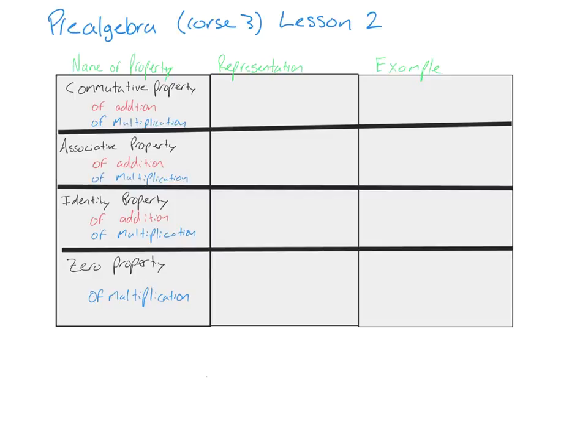The first one here is the commutative property. We have two different ones in your book. They separate it: the commutative property of addition, and the commutative property of multiplication. Just think about the word commute. Your parents a lot of times commute to work. It means they go to work and they come back, so they go the same way both ways.